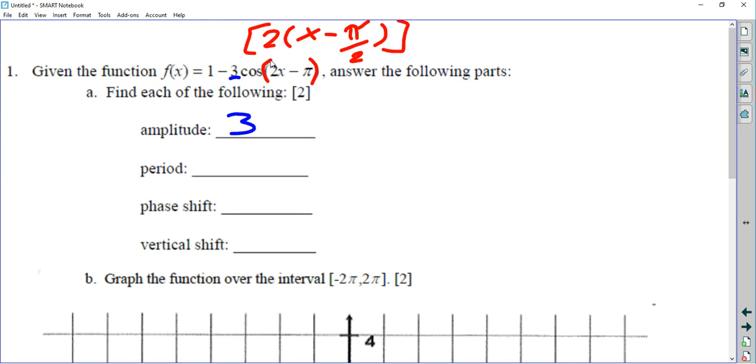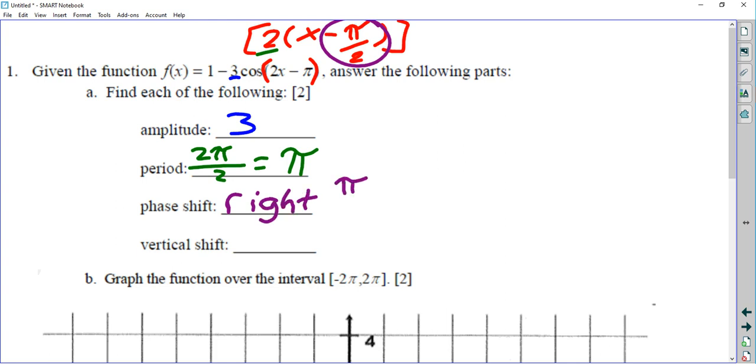Period. There's an equation. You have to do 2 pi divided by b. B is 2. 2 pi divided by 2 is pi. The period is pi. Phase shift. That is your left and right shift, which is right there. Since that says minus pi over 2, that's actually shifting to the right, pi over 2.